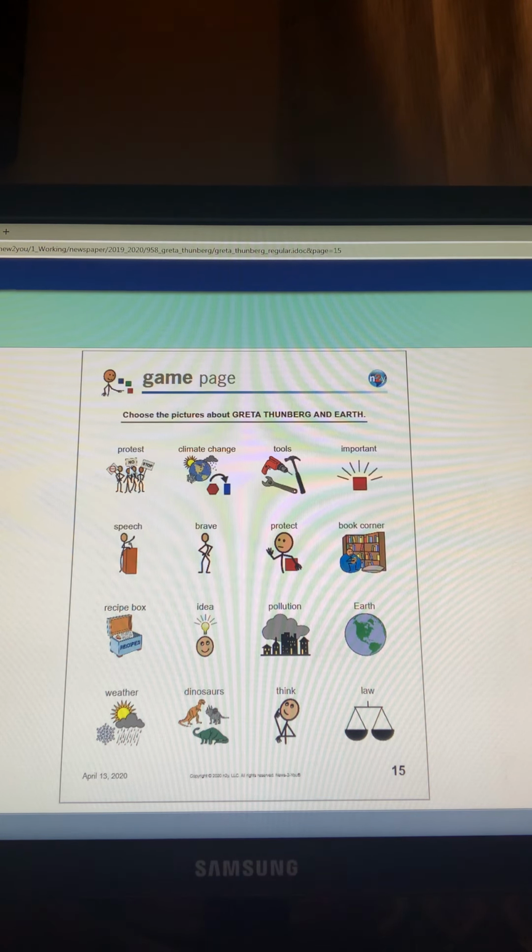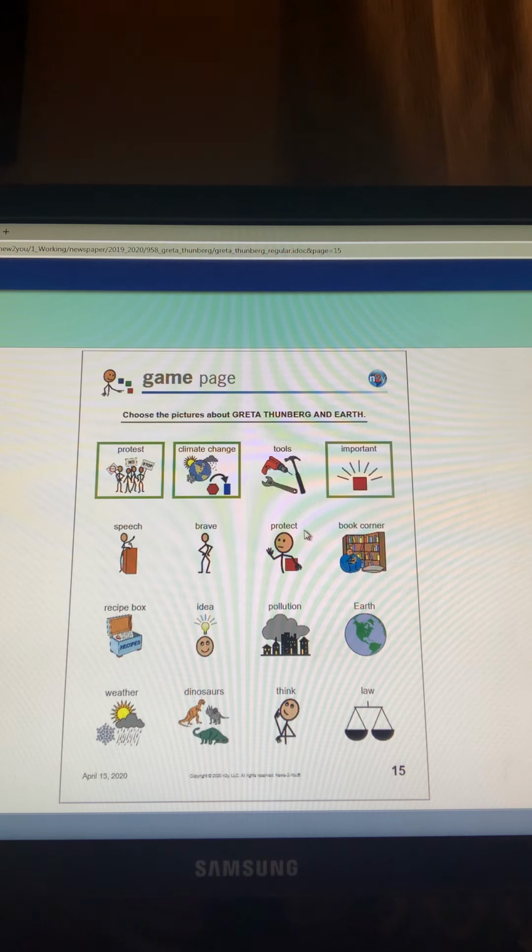The first one's protest. We know that she led some protests, which means to be against something and to make people aware of things in her article. So protest is definitely one. Our next one is climate change. That's the weather in a certain area changing over time due to pollution. So we're going to click that one because that was definitely a big thing about her protests. Tools weren't really in there. So we're going to see if maybe the next one fits, because we know there's 3 we need to choose. Our third one is important. The work that she was doing was very important, so we're going to click that one.